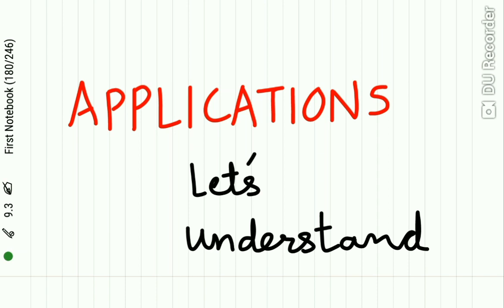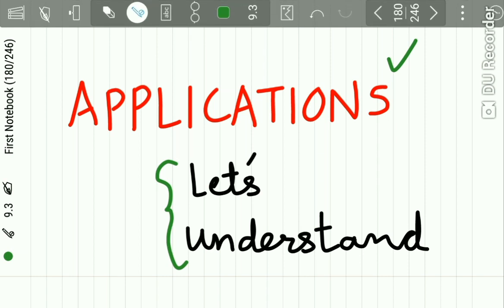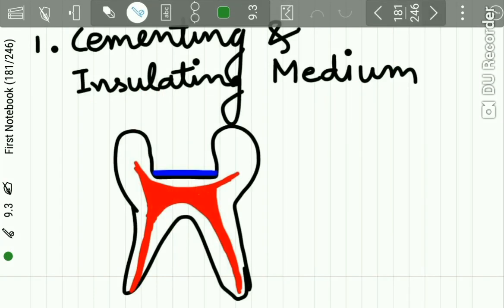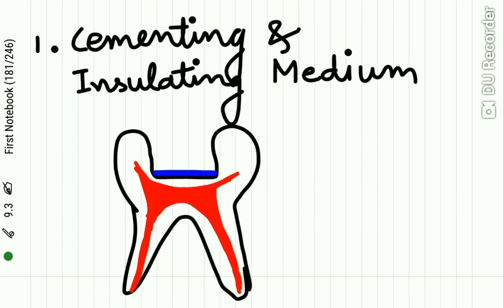Now, applications. What are the applications of the zinc oxide eugenol impression paste? Let's not mug up but understand each application so that it will be easy for you to express yourself in the viva and theory exams. So the first application of the zinc oxide eugenol impression paste is that it can be used as a cementing or an insulating material.